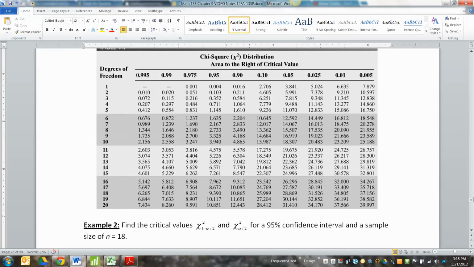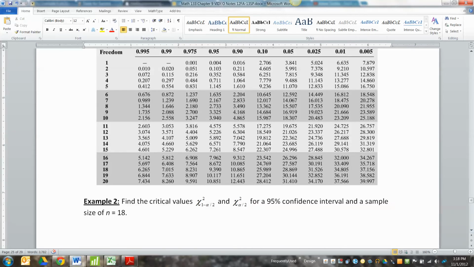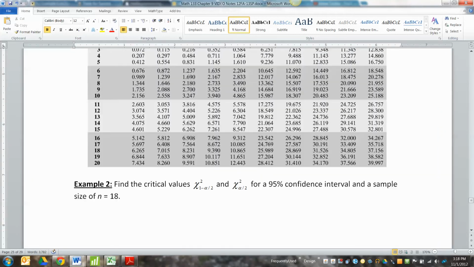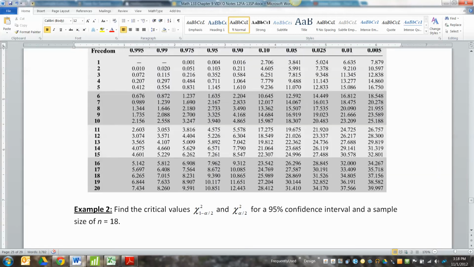So we're going to find the critical 1 minus alpha over 2 and alpha over 2 chi-square values. Again, it looks like an X, I know, but it's not. It's a Greek letter. It's the Greek letter chi. So when you see it, it's kind of a swirly X. That's chi-square. Or if you want to just write CHI, chi, that's fine.